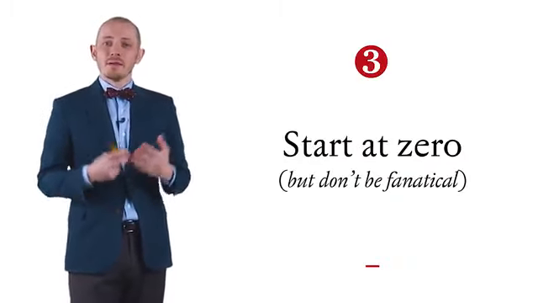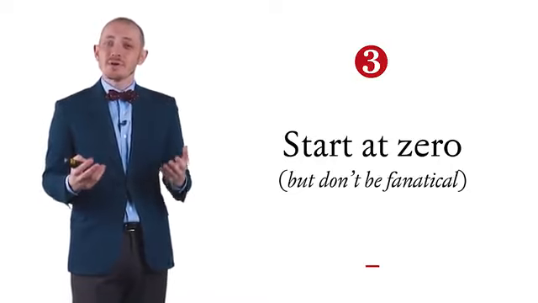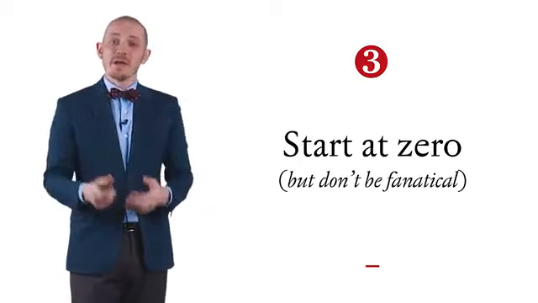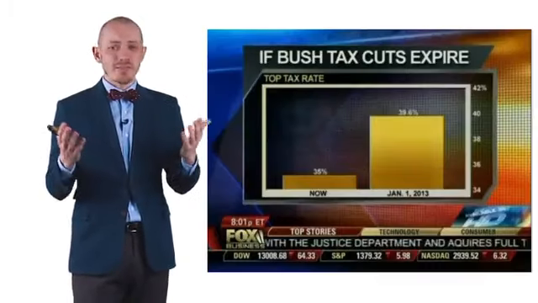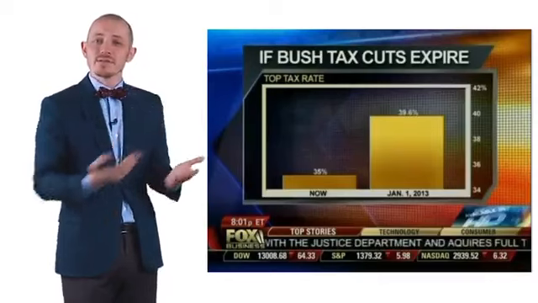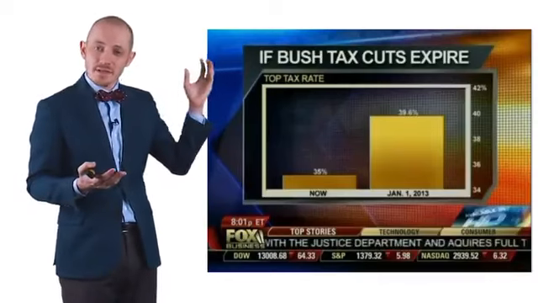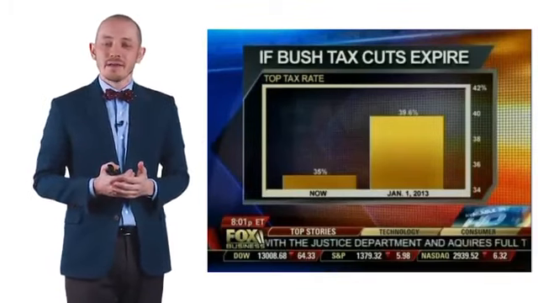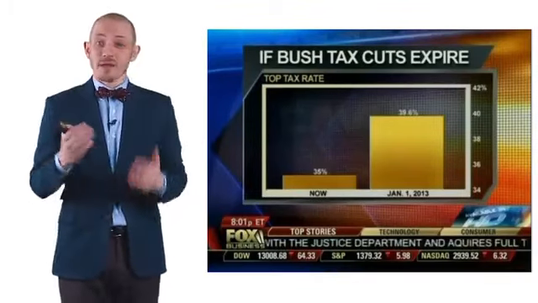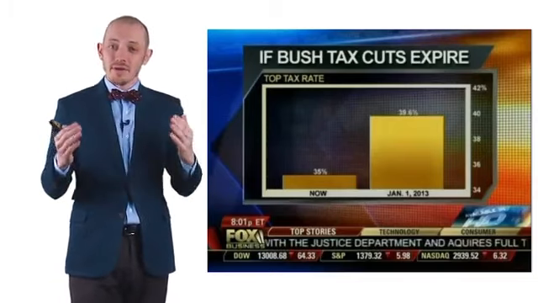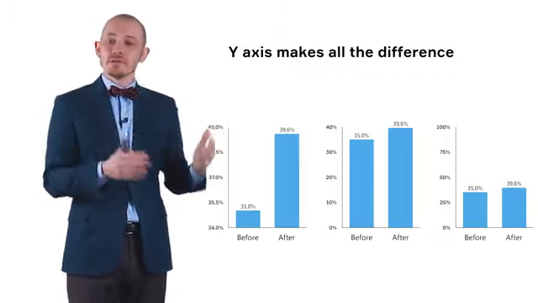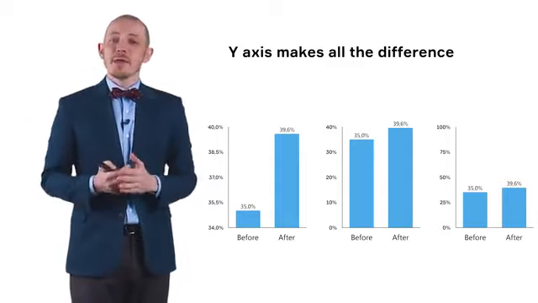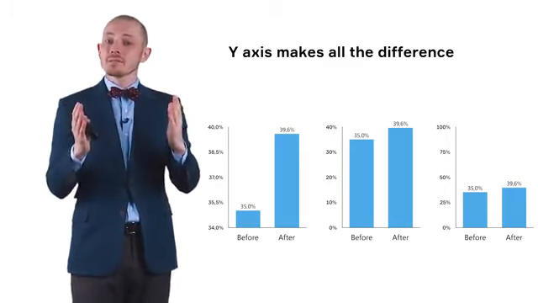Thing number 3. Your axis should start at 0, but please do not be overly fanatical about that. Let me explain what I mean. By now, I think everyone has seen those kinds of manipulations. This is a difference between 35% and roughly 40%, and I think there's like 5 times the difference in the area. So yes, the chart on the left is the most misleading, the chart on the right has the most truth in it, and the chart in the middle is something interesting.